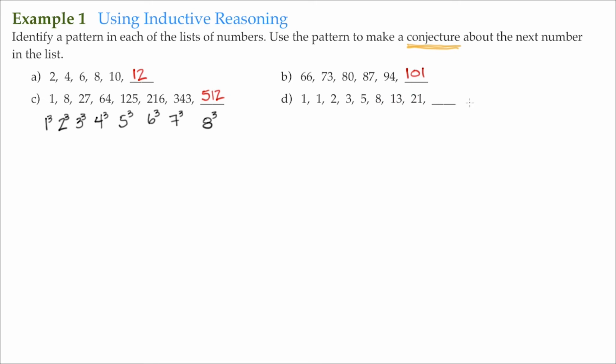So if the pattern was to continue, I guess we can make a conjecture that 13 plus 21, that's 34. So these are actually known as Fibonacci numbers, and Fibonacci numbers have the pattern where the next number is the sum of the previous two numbers, and that's exactly what we did. And there we go.